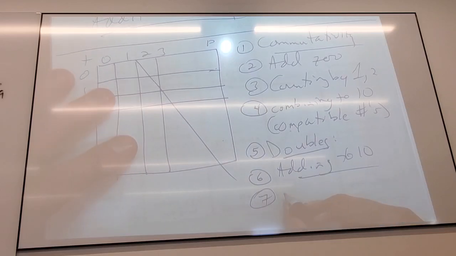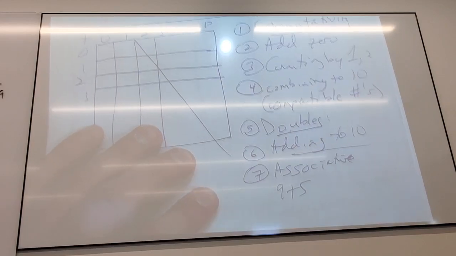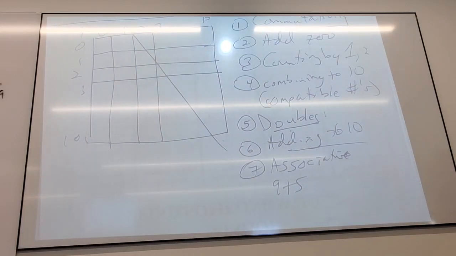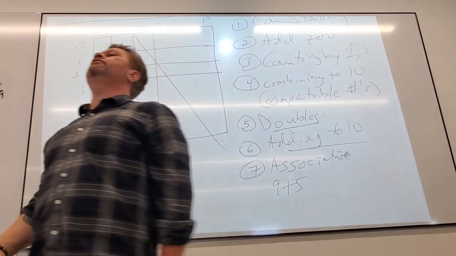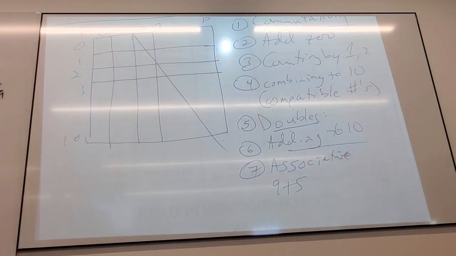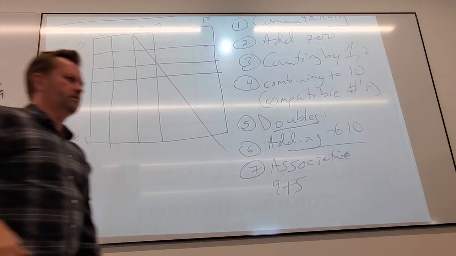The last couple are kind of silly. Associative might come into play. How would associativity come into play? Well, if I had to do 9 plus 5, what do I wish was there instead of 9? It's almost a nice number. 10. I wish 10 was there. Well, what's 5? 5 is 1 plus 4, correct?